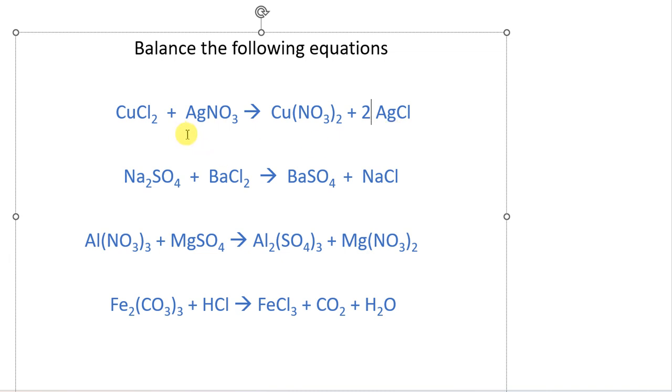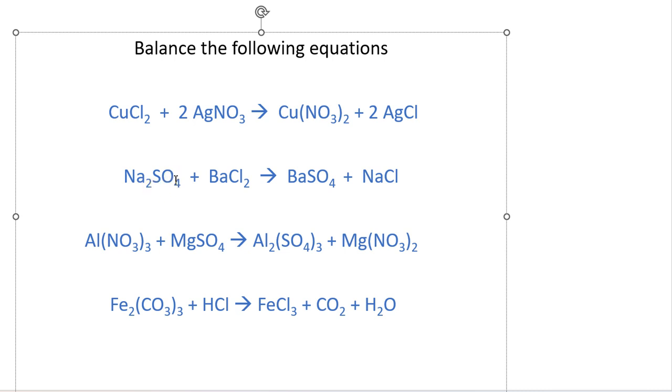Ag is the next one. I start with 1, I already know. I end with 2 because my coefficient tells me I've got 2 of the whole unit, the whole formula, AgCl. I need another coefficient here. Now, NO3, lastly. 2 AgNO3 means each of them contains NO3, that's 2 altogether. And on the right, I've got NO3 twice. Everything balances.